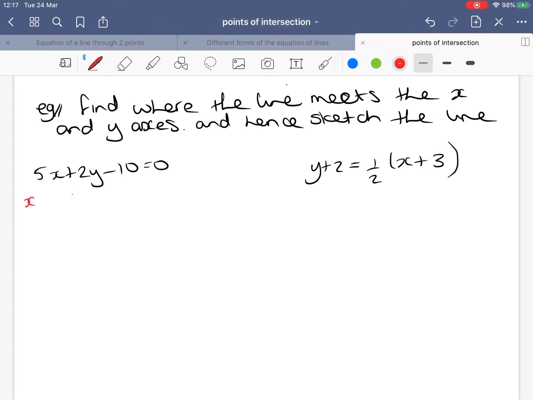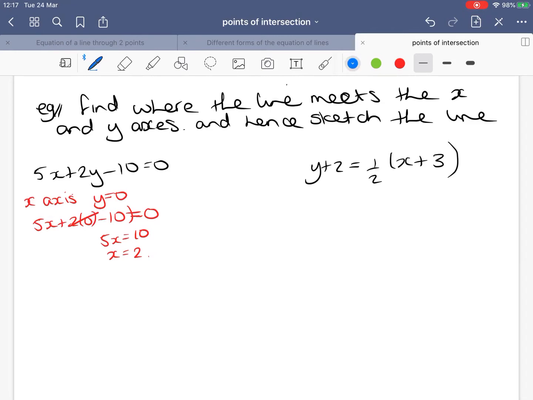So on the x-axis, y is 0. So I can say 5x plus 2 lots of 0 minus 10 equals 0. Well, 2 lots of nothing is still nothing. So I'm left with the equation 5x minus 10 equals 0. So 5x equals 10. So we get x equals 2.